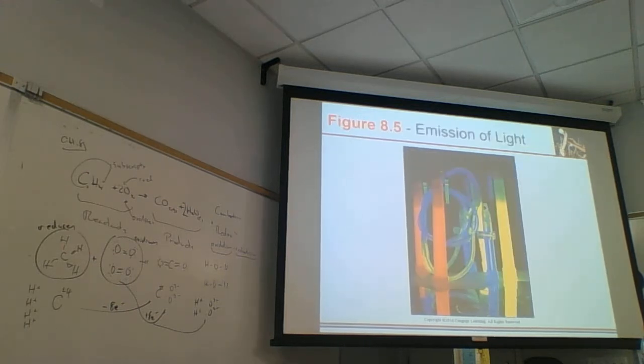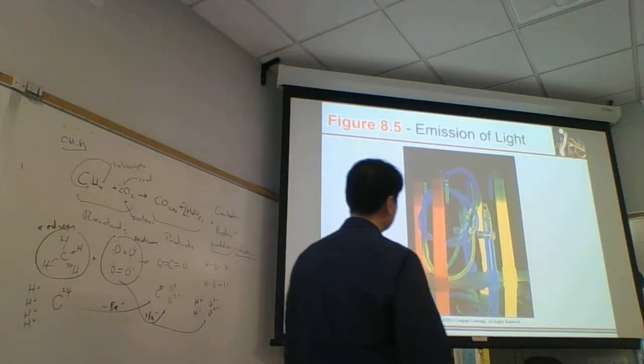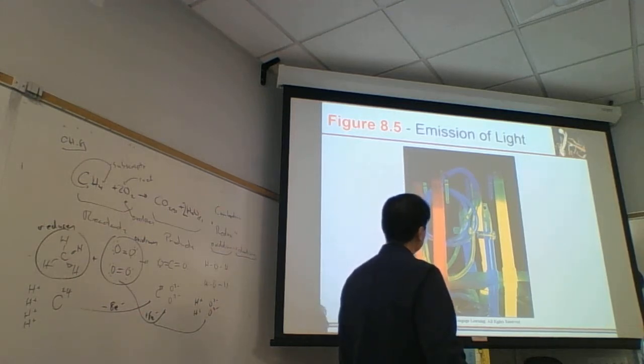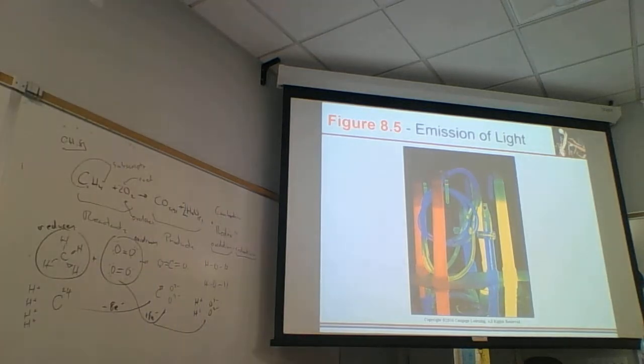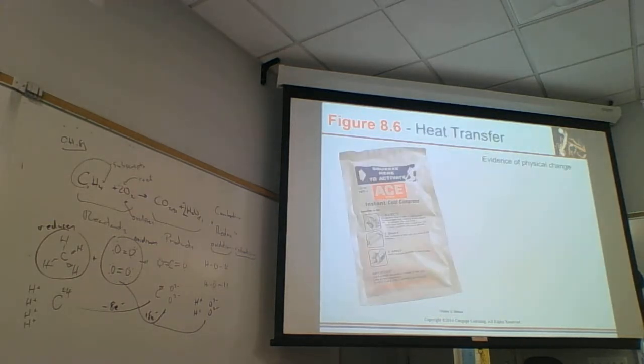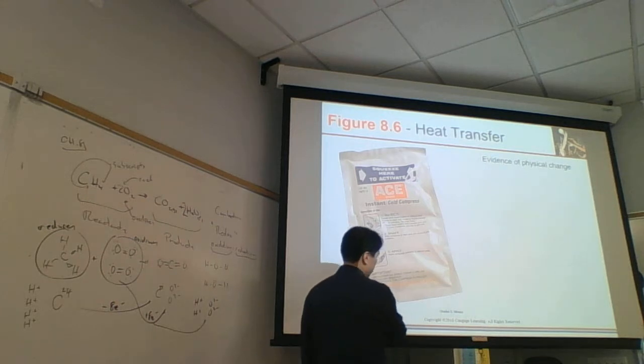This is emission of light here. These are phosphorescent tubes. Obviously there's something chemical happening here because these are glowing. These are just light sticks here. They're glowing. Emission of light. So those are light emitters. Cold compress would be what? Endothermic. Cold compress can also be physical.